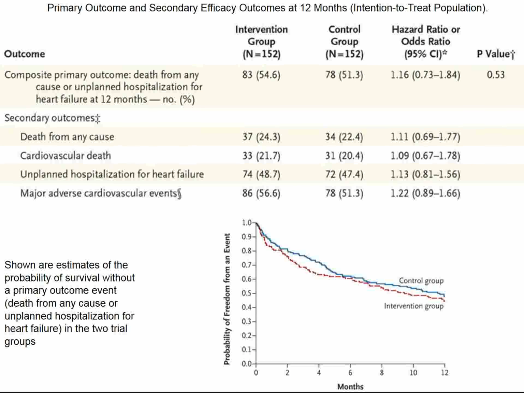And what we see here is that at 12 months, there was absolutely no difference between the control group and the intervention group in any primary or secondary event. No difference in death from any cause, no difference in cardiovascular deaths, no difference in unplanned hospitalizations, and no difference in major adverse events.